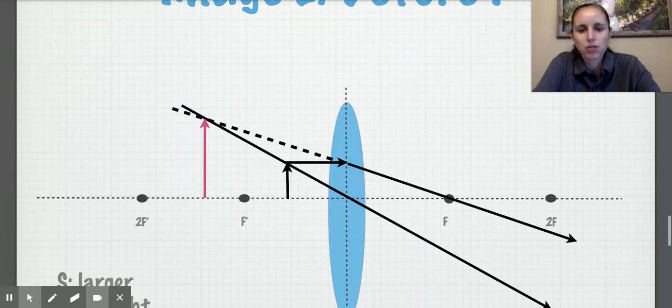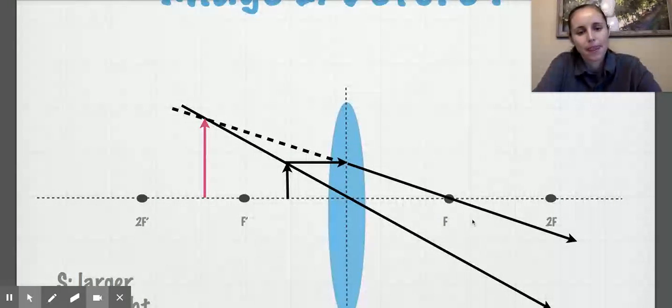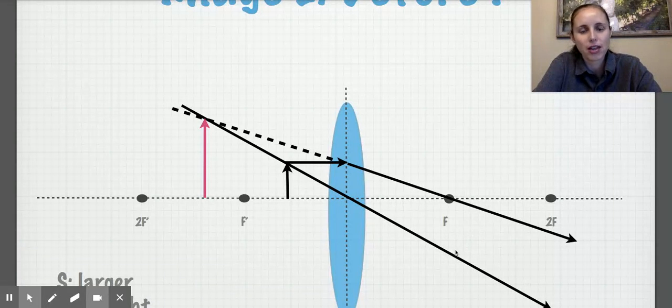We're going to move closer again, and when we move closer again, we're now before F. So before F, again, I can't use that second rule of going through F, so I'm limited to two rules. My first rule, I go in parallel, and I come out through F. My second rule, I'm going to go straight through the optical center. Here you're noticing that these two lines are actually moving away from each other. If these two lines are moving away from each other, but not running parallel, that means they're never going to meet on this side. But it does give you the clue that they are going to meet on this side.